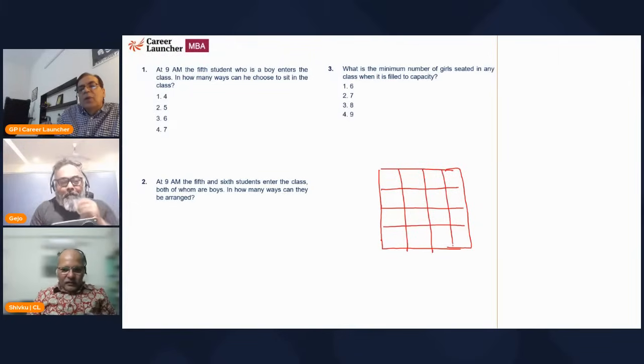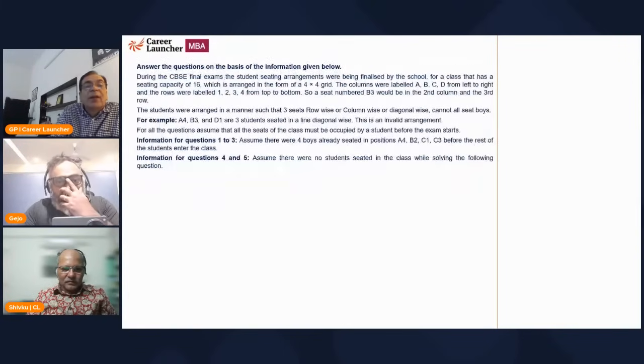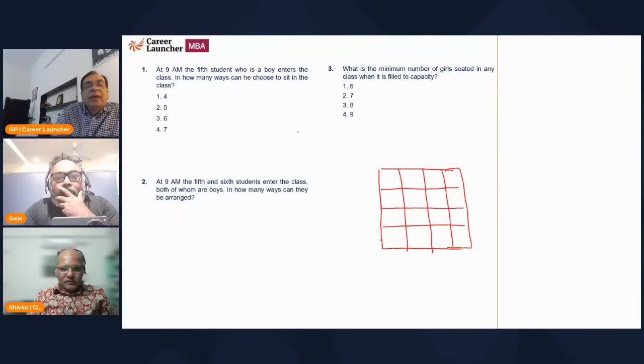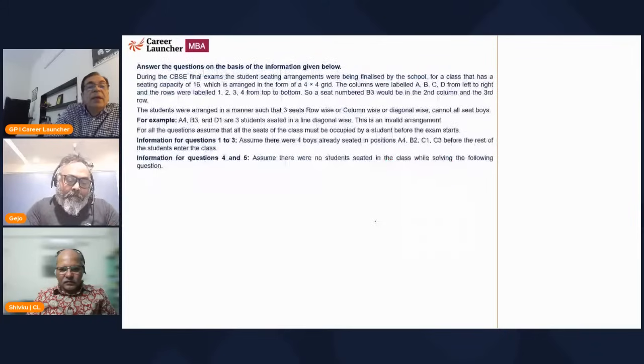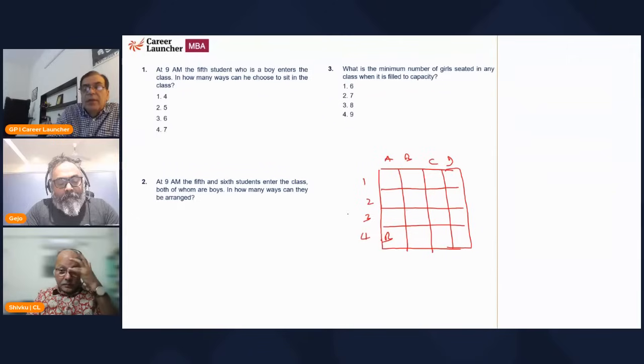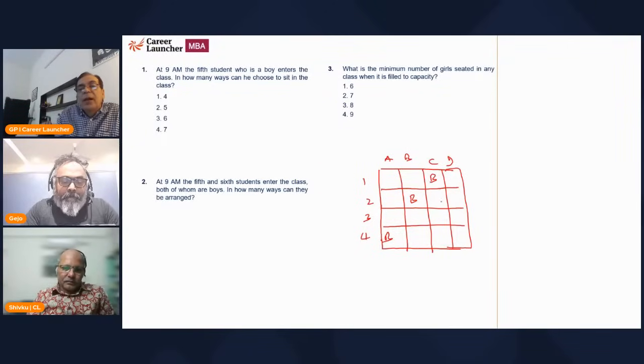I'll make this and start solving each one of them. At 9 a.m., the fifth student enters the class, and how many? Okay, it is also said that 3 people are sitting there already. A, B, C, D. 1, 2, 3, 4. A4, there's a boy already. B3 and D1. B2, C1 and C3. Sorry. A4, B2, C1 and C3.